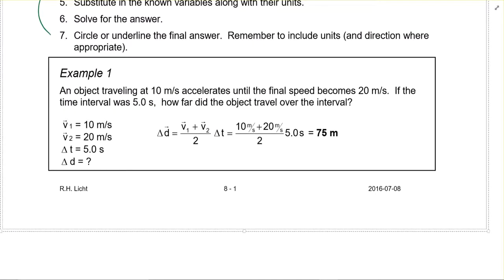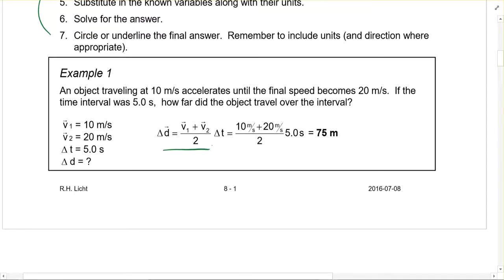Okay, example 1 says an object traveling at 10 meters per second accelerates until the final speed becomes 20 meters per second. If the time interval was 5 seconds, how far did the object travel over the interval? Now, it's all fine and good because I gave you the formula to use here. But what if I didn't give you that? So you'd write down what you have here, and you're looking for D, right? The way I find it makes sense to me is, A, we're not even looking for that one. That's not even in our question, and we don't really care about it.